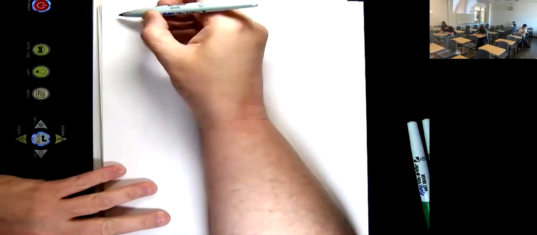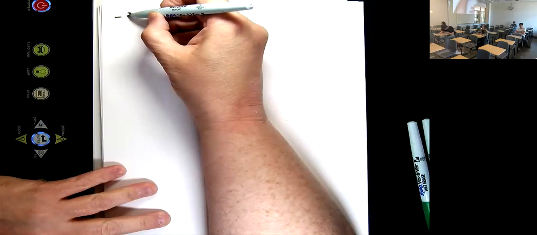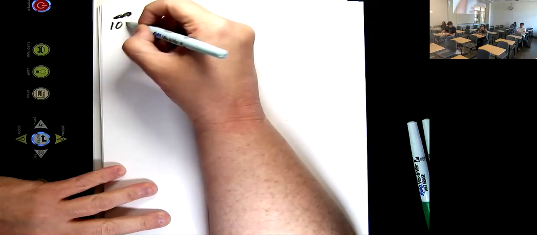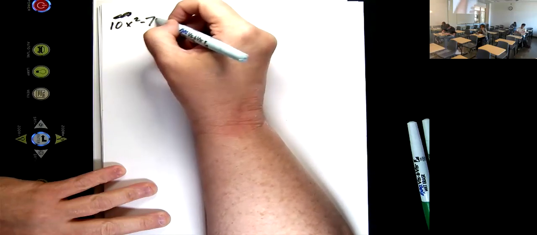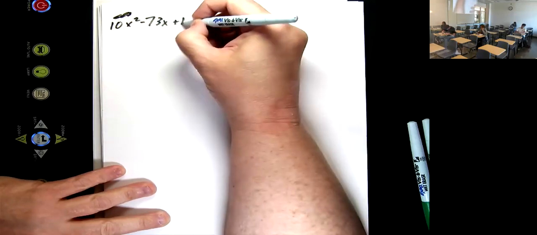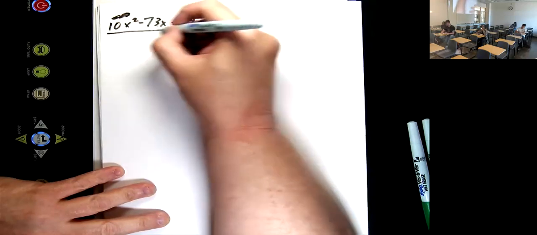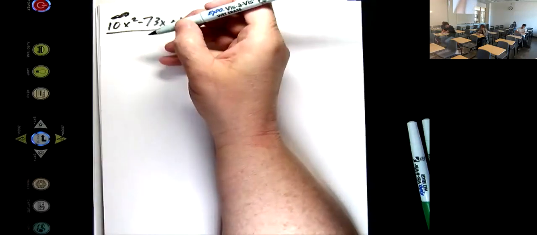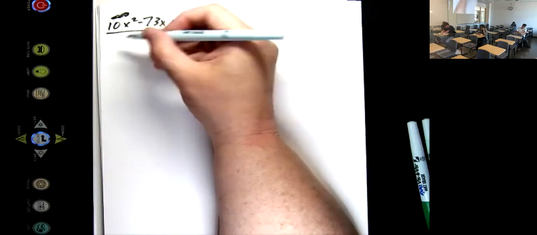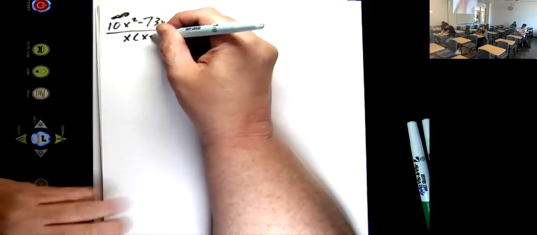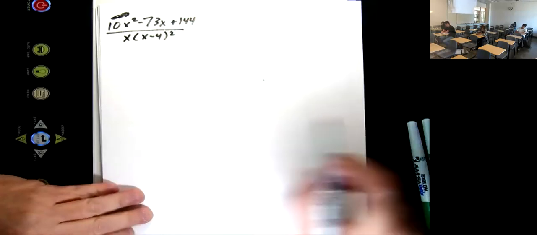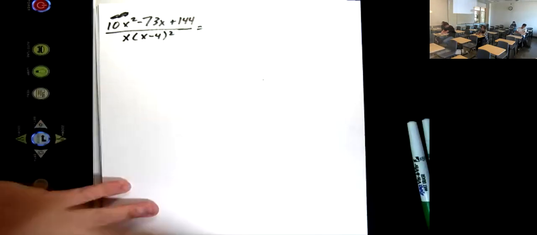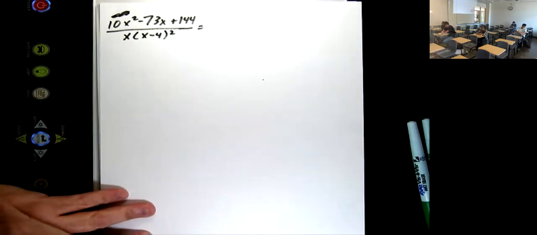Let's have negative 3x plus, oh wait, hold on, no, let's not do that one. Let's do 10x squared minus 73x plus 144, all of that over x times (x minus 4) squared. This isn't combining fractions, but it's some good practice. This is one of the hardest topics in this class, so I think we should go back.